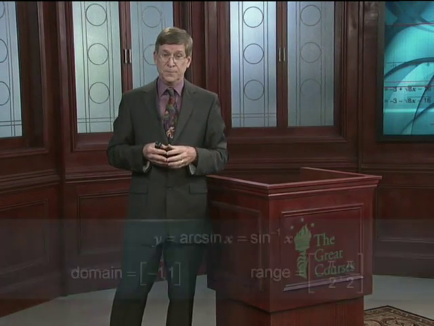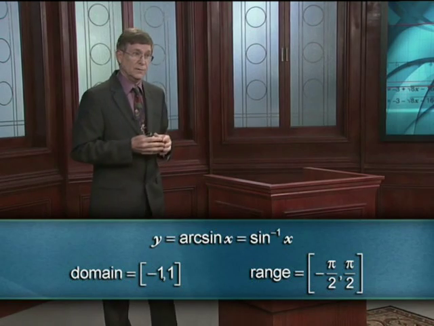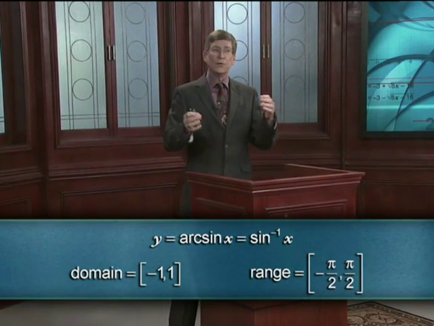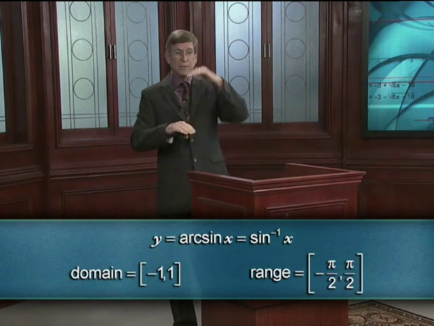Let's graph the arcsine function. Now, here are some of the features to keep in mind. First of all, arcsine of 0 is 0, so it's going to pass through the origin. It goes through the point 0, 0. Now, the domain is -1 to 1, and the range is minus pi over 2 to pi over 2.